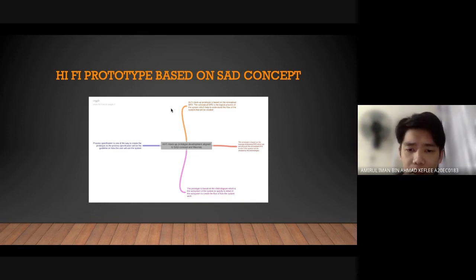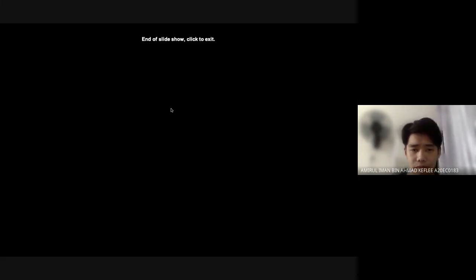And the prototype is based on the structure chart diagram, which is the subsystem of the system, to specify the detail. The process specification is one of the ways to create the prototype, as the process specification will be the guideline of how the user will use the system.